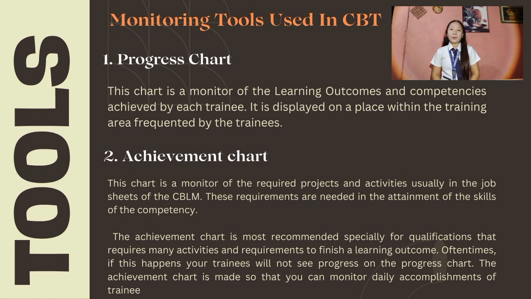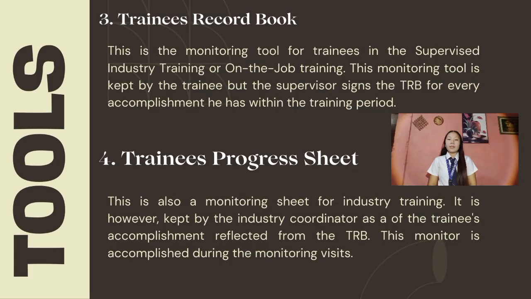So it is very important because it helps monitor daily progress and ensure that all required activities are finished. For example, if a trainee needs to complete 5 different tasks to finish a course, the achievement chart helps track which tasks are done and which are still pending, making it easier to see how much progress has been made over time. Third, we have a trainee's record book.